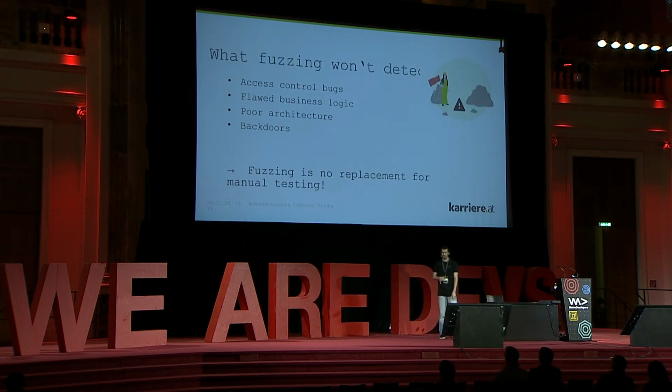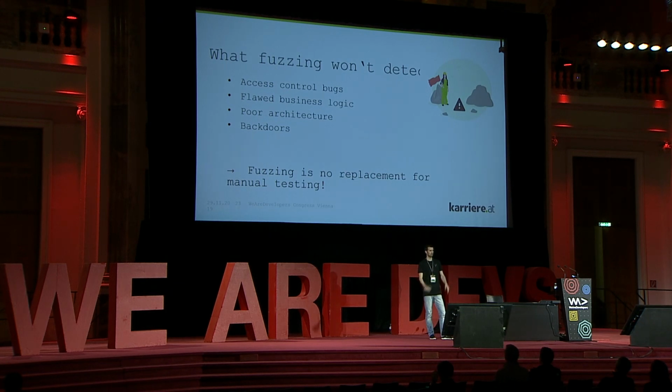Okay, what fuzzing won't detect for us. You have to consider that fuzzing won't detect access control bugs, for example, flawed business logic, or poor architecture, and it also won't detect backdoors, because for a fuzzer, a backdoor is just like any other piece of code. It will fuzz the backdoor, but you won't know that the backdoor is there. So fuzzing is no replacement for manual testing. Please keep this in mind.